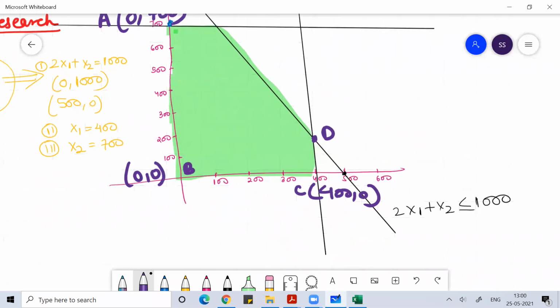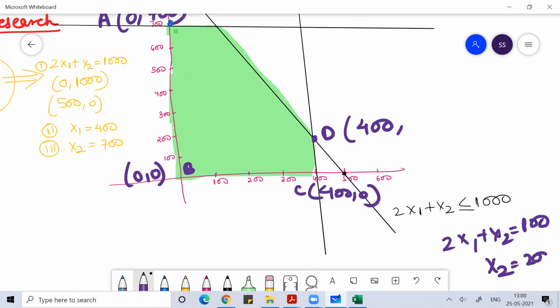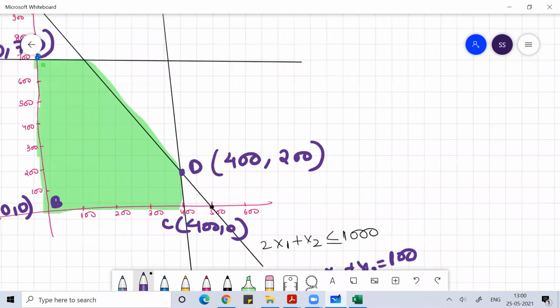What are the two lines? Here you know that x1 is equal to 400. And the other line is 2x1 plus x2 is equal to 1000. So if x1 is 400, then x2 will be equal to 200. I hope you understand. You get the coordinates.